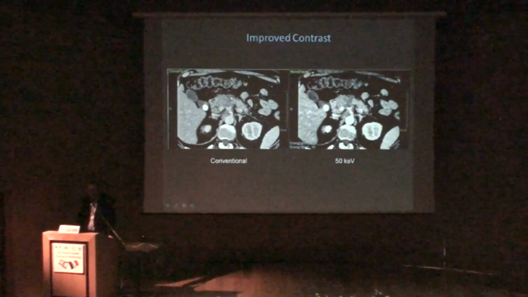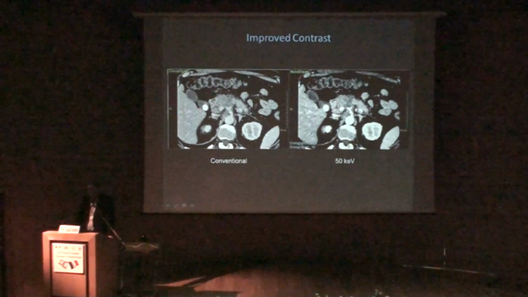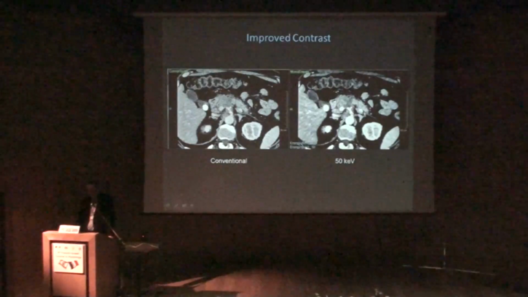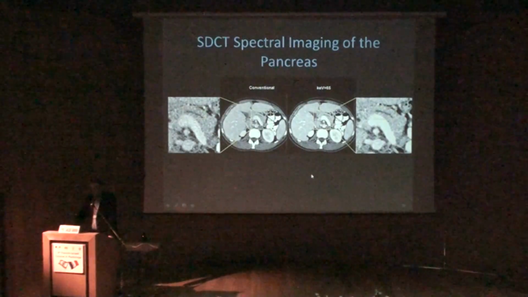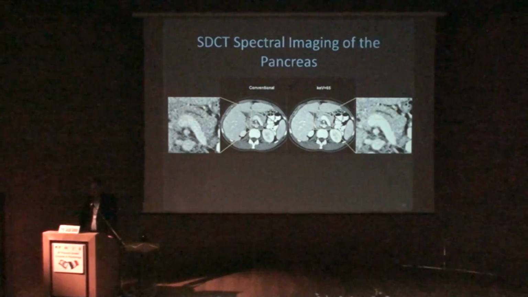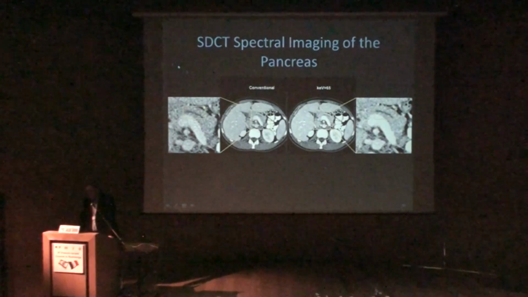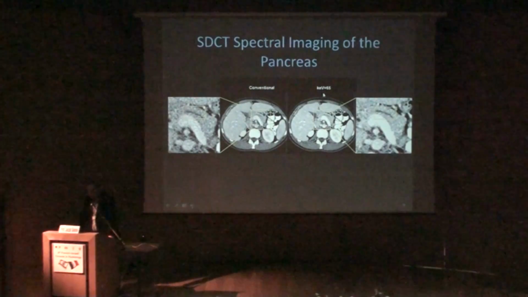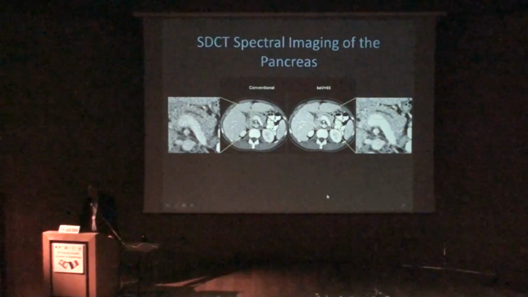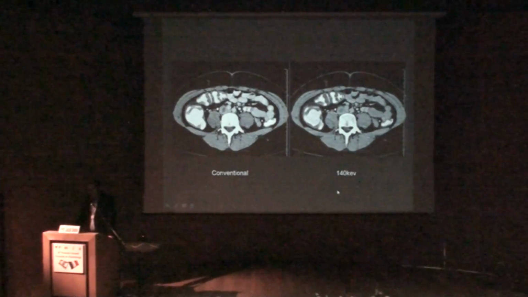That's a conventional image of the pancreas, but at 50 kV, the contrast between the pathological area and normal pancreas is increased. And even if we look at conventional or anatomical structures, we can see the pancreatic duct over here, but at the 65 keV, the pancreatic duct is seen to a better degree.